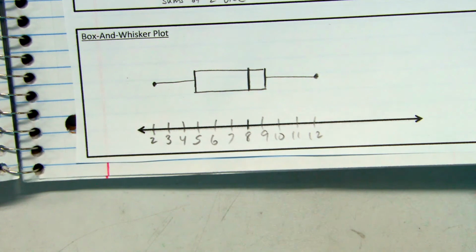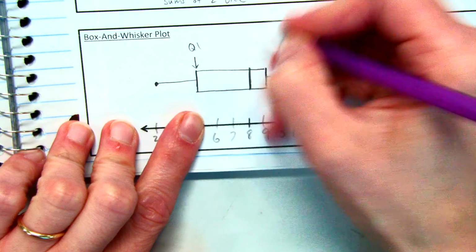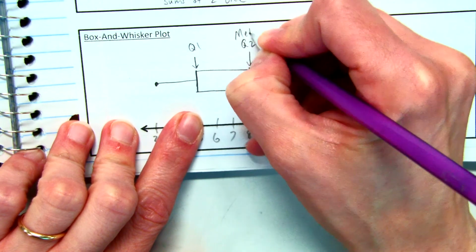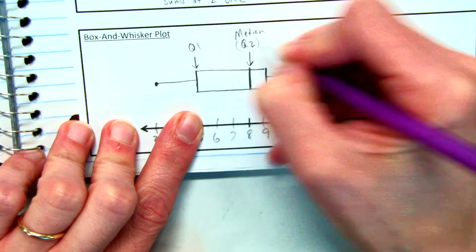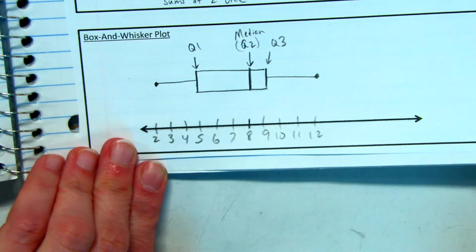So a box and whisker plot gives us a lot of information. At this end right here, that's your first quartile. This is the median, which is your second quartile. Median, which is also called Q2. This is the Q3. Do you have to find all those things? You have to find all those things first, which we did yesterday.